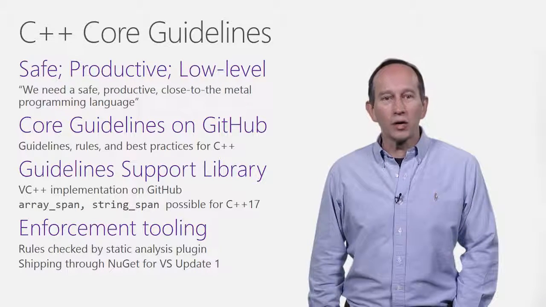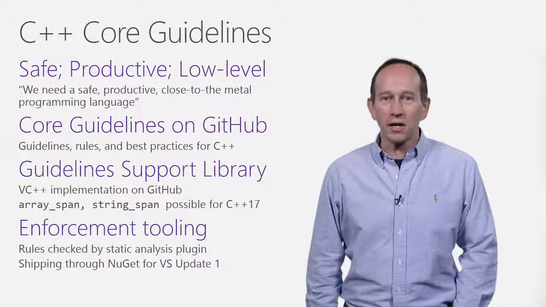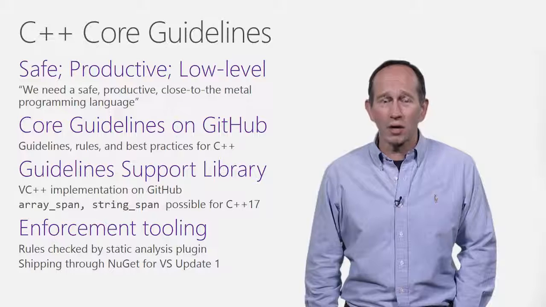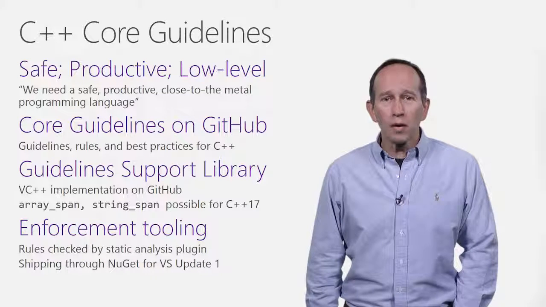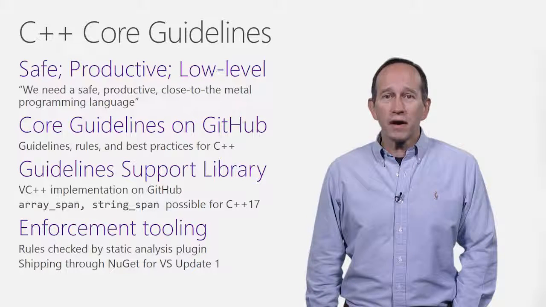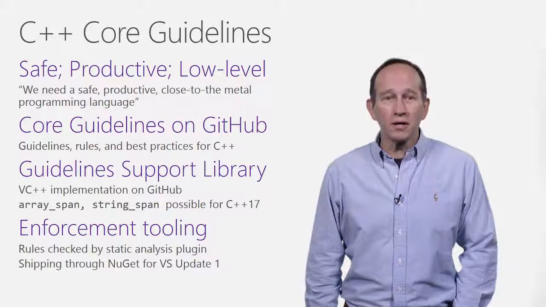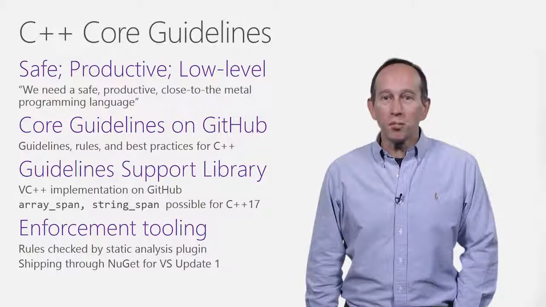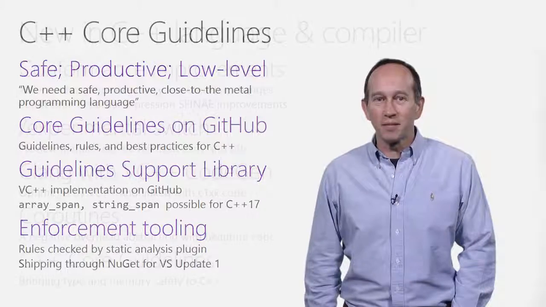We're doing a lot of work at Microsoft to help make this cross-company effort successful. We've got an implementation of the Guidelines Support Library up on GitHub already, and we're working on getting the library changes into C++17. And we've got tools that will statically check your code against the rules in the guidelines. Both the Guidelines Support Library and the Guideline Checkers will be released as NuGet packages with Update 1, so that you can plug them into your project easily.